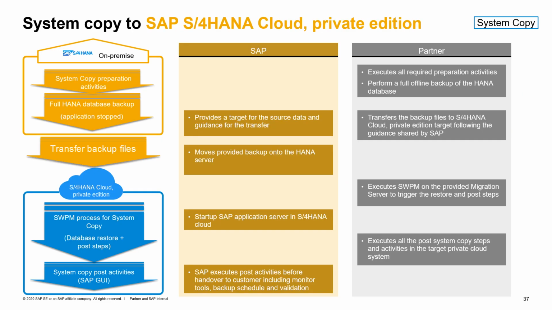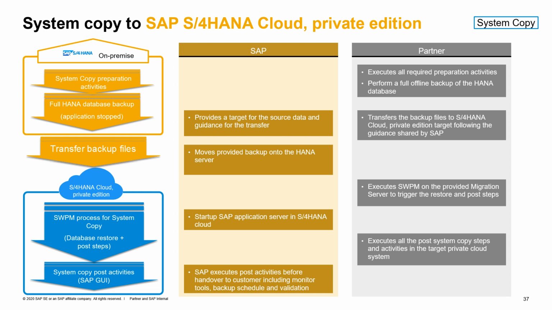Looking now at the detailed list of steps for the system copy scenario, we see in this slide all the activities that you will perform as a partner together with the activities that will need to be performed by SAP. If we start from the top, we see that you as a partner will execute the required preparation activities in the source environment, and after that, perform a full offline backup of the HANA database. After this is done, SAP will have provided you already with the target location for the transfer of this backup, as well as the guidance for the file transfer itself, so that you can transfer all the backup files on the S4HANA Cloud Private Edition target.